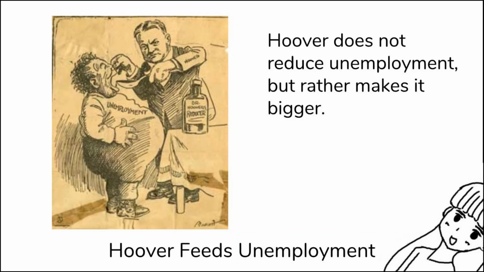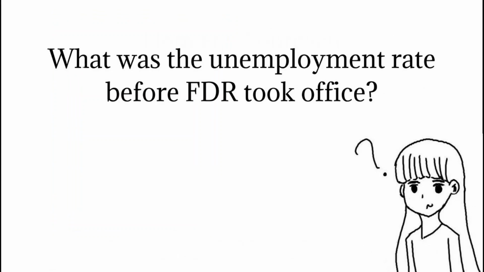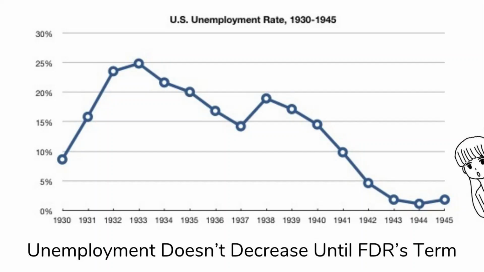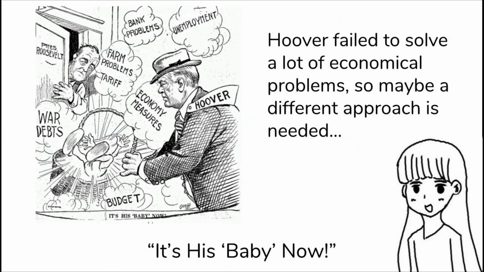And so in this political cartoon, we have Hoover, who is feeding unemployment. So he does not reduce unemployment, but rather makes it bigger. So you're wondering, what was the unemployment rate before FDR took office? 24.9% is the answer. That's a fourth of the population. That's pretty bad. And so in this chart, we have the unemployment rate from 1930 to 1945. The unemployment does not decrease until FDR's term.